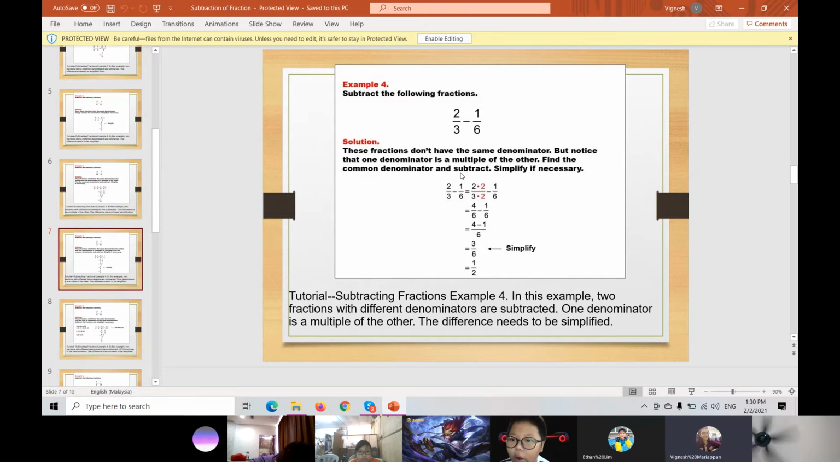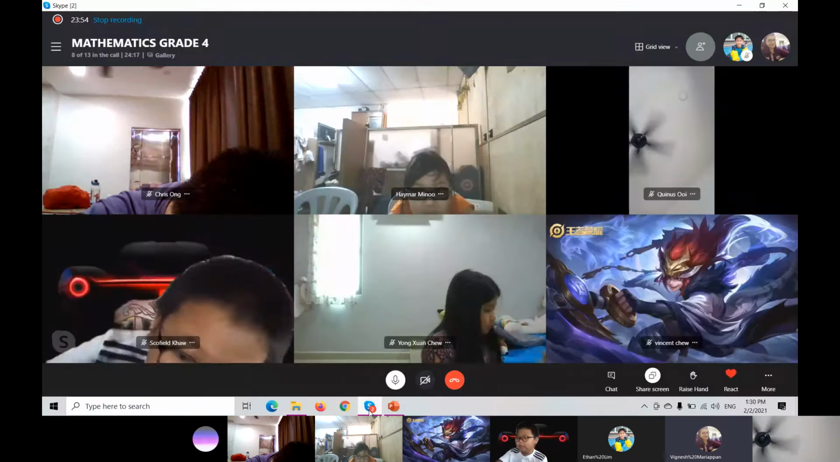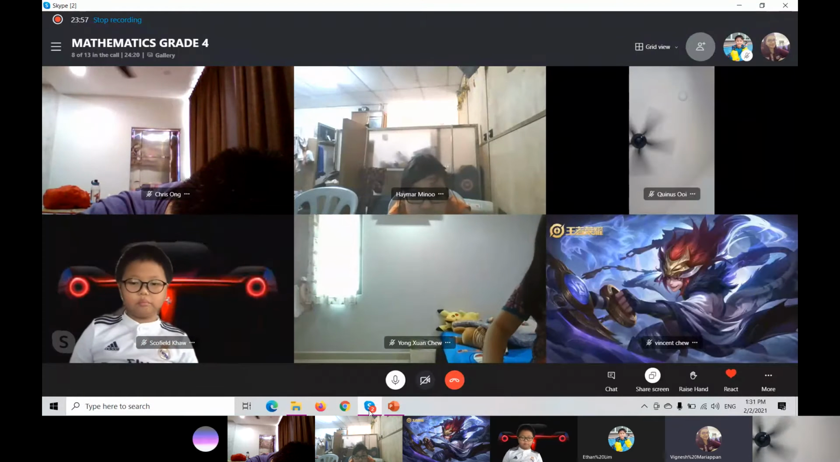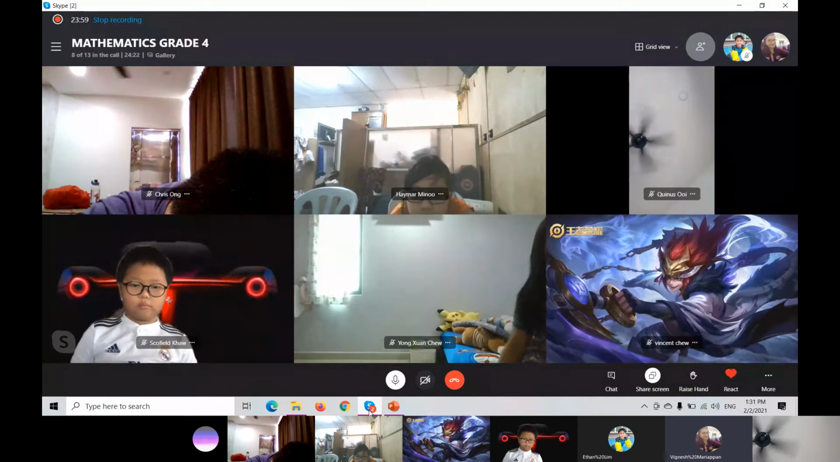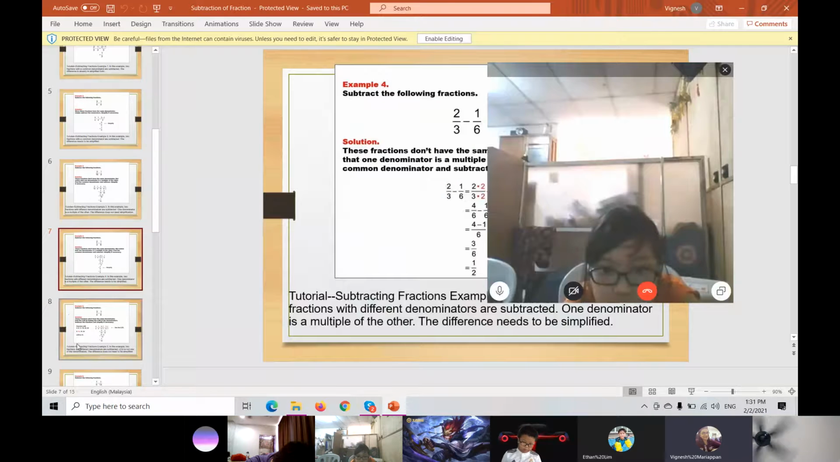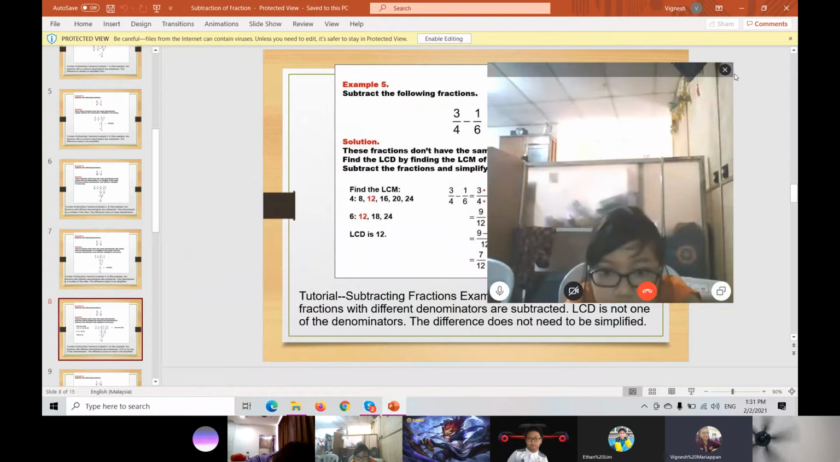The total needs to be 1/2. Yes, exactly. 3/6, you can simplify. 3 you can divide with 3, 6 also you can divide with 3. You will get 1/2. Understand? Understand or not? Okay, now teacher wants to ask who still doesn't understand. Can you get the clear picture, right? Okay, now we move to example 5.